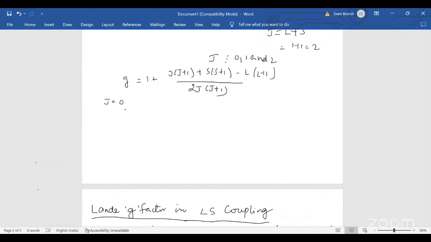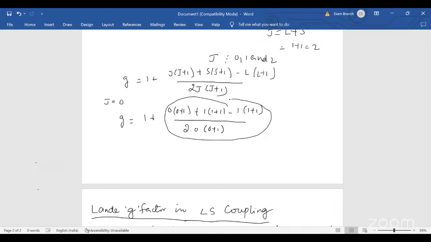So if you substitute the value for J equals 0, the Lande g factor is 1 plus, with J equal to 0, 0 into 0 plus 1, plus 1 into spin, which is 1, so 1 into 1 plus 1, minus L, which is again 1, 1 plus 1, divided by 2J, that is 2 into 0 into 0 plus 1. So the entire term is something divided by infinity, which is 0. So the g value you get is 1.